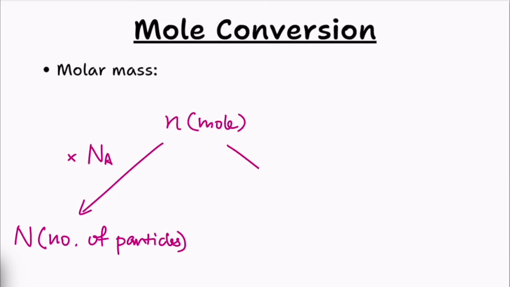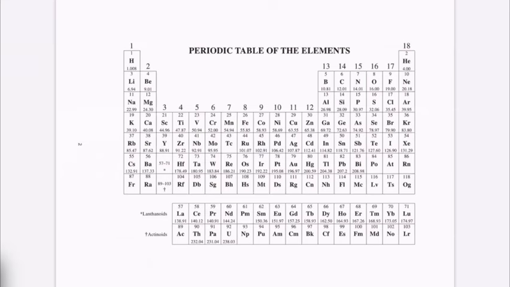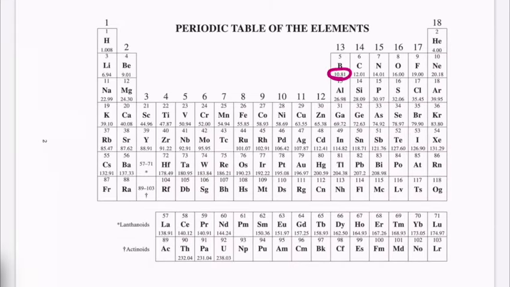Then how do you convert between the number of particles and the mass of this sample? We're going to multiply by something called the molar mass. The molar mass is the mass of any substance, whether molecules, ions, or atoms, for 1 mole. And how we find the molar mass is by looking at the atomic mass on the periodic table. The atomic mass of any atom represents its molar mass.